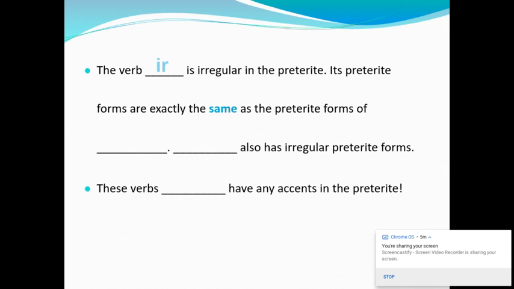So a couple of the irregulars. The verb ir is irregular in the preterite. Its preterite forms are exactly the same as the preterite form of ser. Hacer also has irregular forms in the preterite. These verbs don't have any accents.